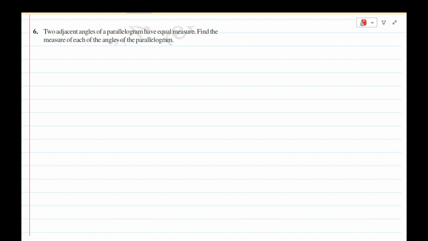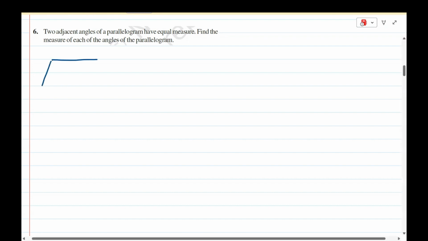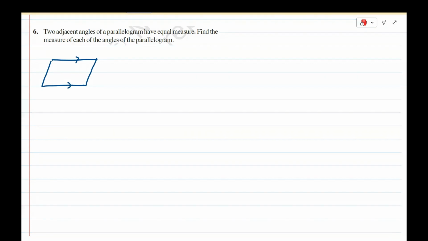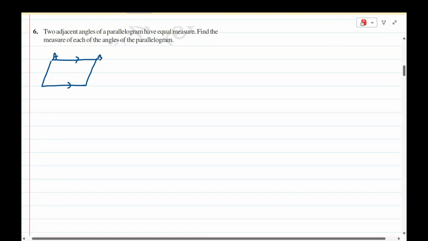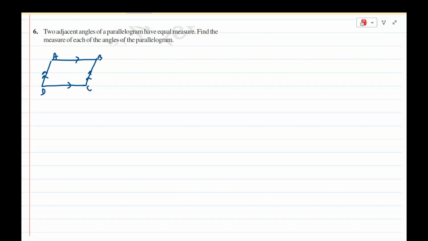Question number 6 is two adjacent angles of a parallelogram. So first, let's draw a parallelogram. Parallelogram means opposite sides of the quadrilateral are parallel. So ABCD is a parallelogram in which AB and DC are parallel. Same way, BC and AD are parallel. It says adjacent angle. Adjacent angles means neighbor angles. It can be A and B or A and D, anything which are in the neighborhood.